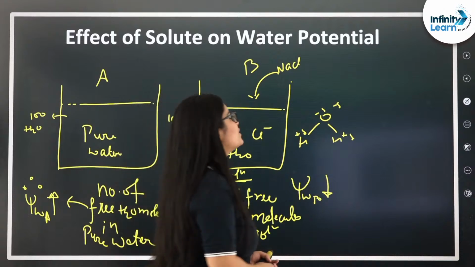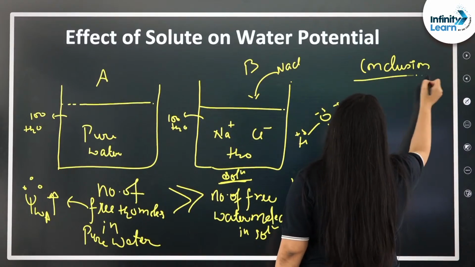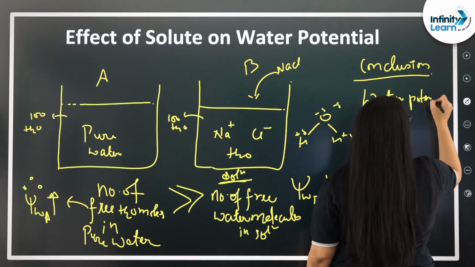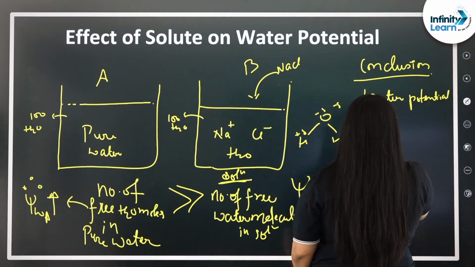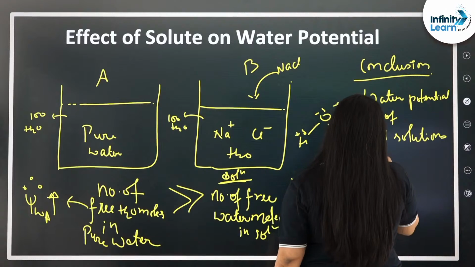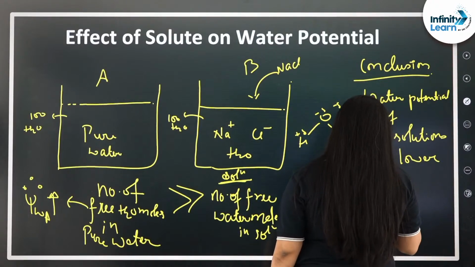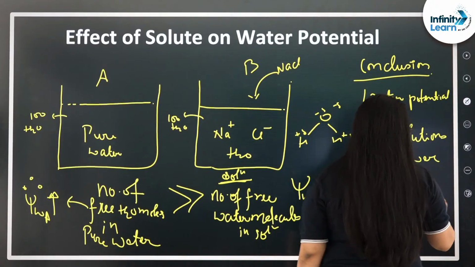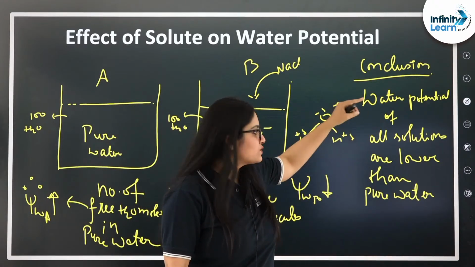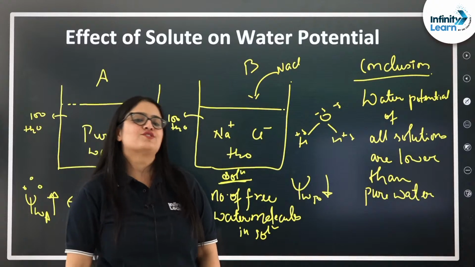So, what is the conclusion that you should draw, my kids? The conclusion is that water potentials of all solutions are lower than pure water. So please note, students, water potential of all types of solutions will be lower than pure water because pure water has a higher number of free water molecules.